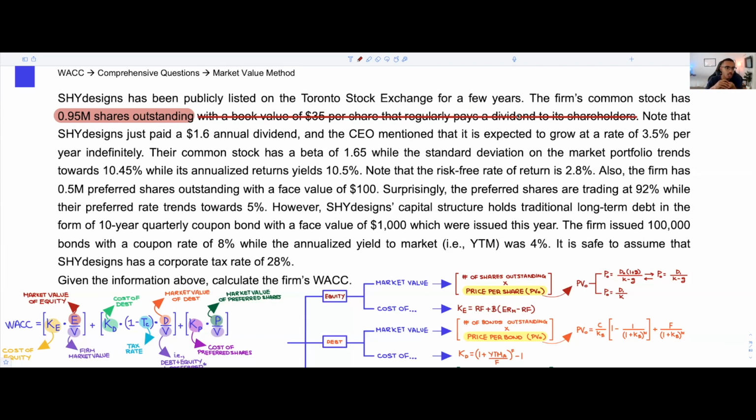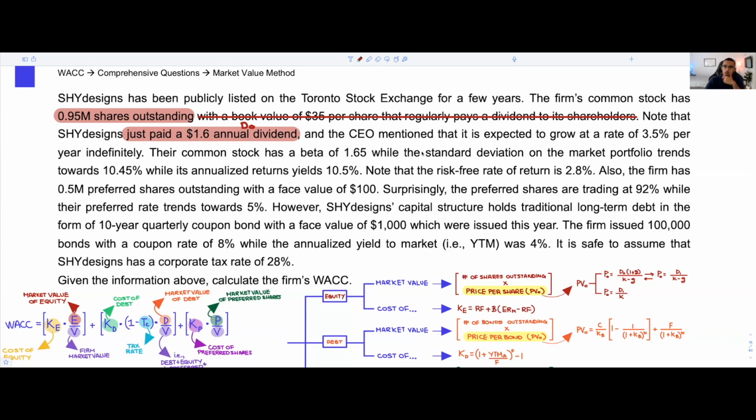Note that Shy Designs just paid a 1.6 annual dividend, okay? And the CEO mentioned that it is expected to grow at a rate of 3.5% per year indefinitely. Now there's a lot of good stuff in this sentence, and let's go ahead and highlight them together. So number one, they told you that they just paid a dividend of $1.6 per share. That's extremely relevant because this is what we're going to call D0, all right? Extremely relevant, and then we're going to try to find these things in our formulas.